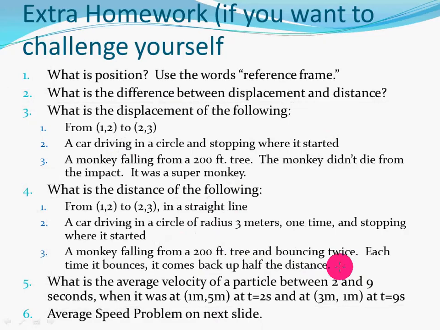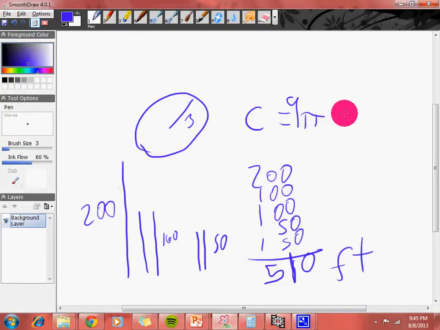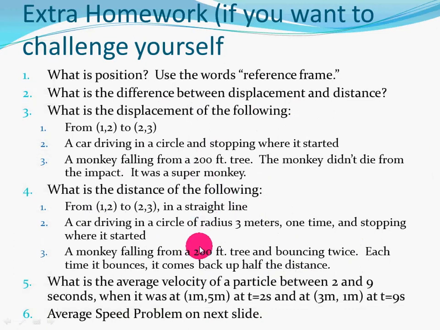Do not forget units. Did I forget units for this one? Yeah, 3 meters, so this has to be meters. The circumference of the circle was in meters in the previous one.